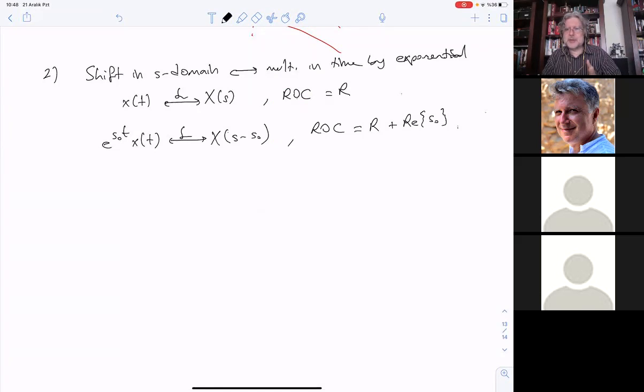The stripe that we draw, it's irrelevant where the pole was. The pole may be moving up, moving down, but the region is still the same. The region is determined by the real part of S0 only.